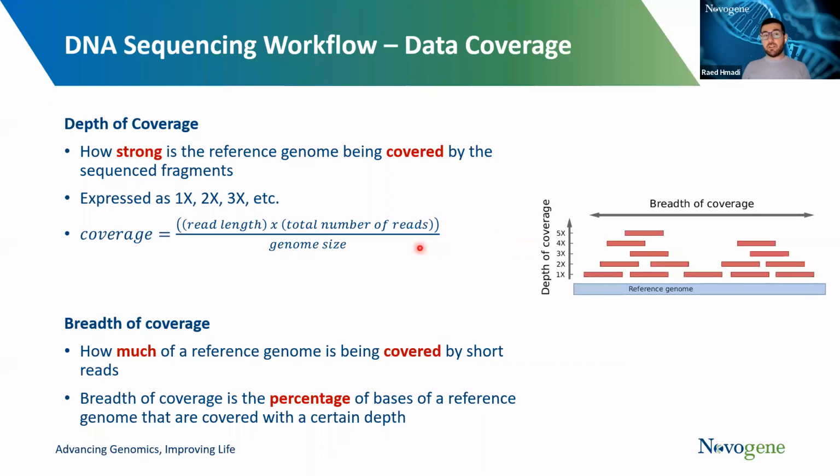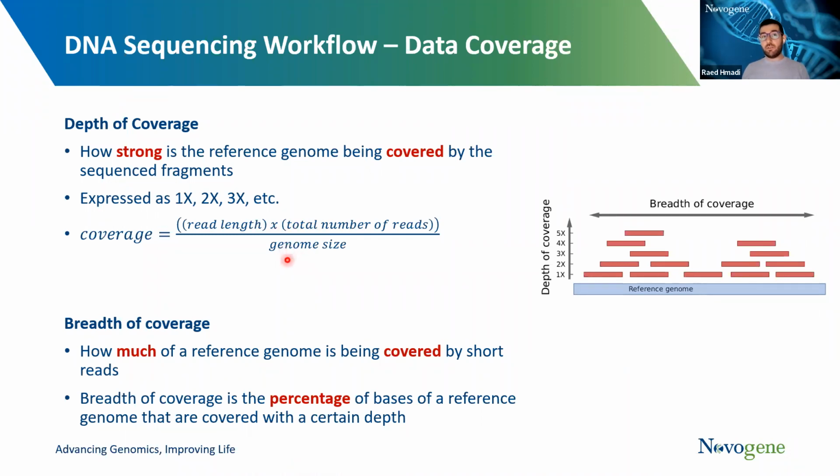Many researchers and scientists calculate the depth of coverage using the following formula. You would take the multiplication of the read length by the total number of reads and divide that by the size of the genome of the species that you are investigating.